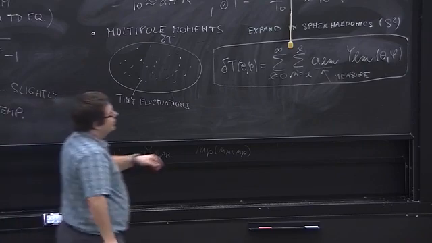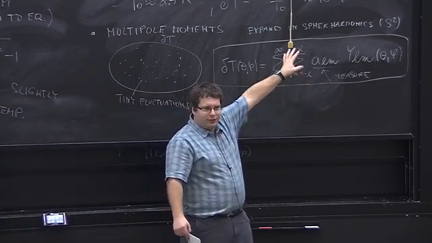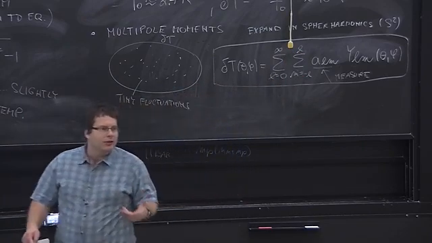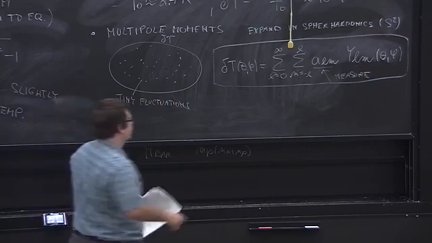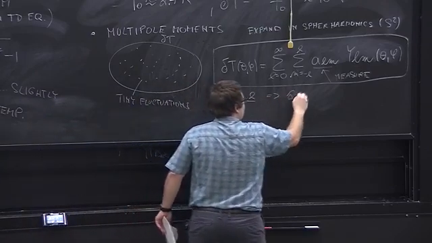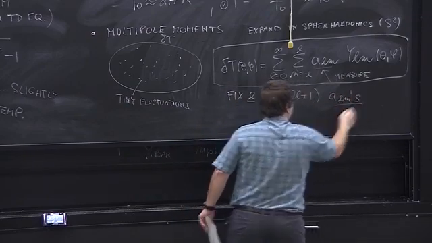Now it's obvious that if I fix L, then M can still go from minus L to plus L. So for fixed L, I have 2L plus 1 a_lm's.